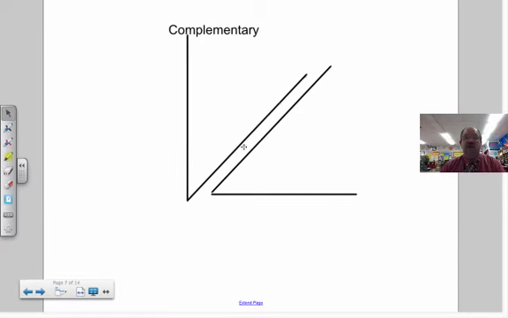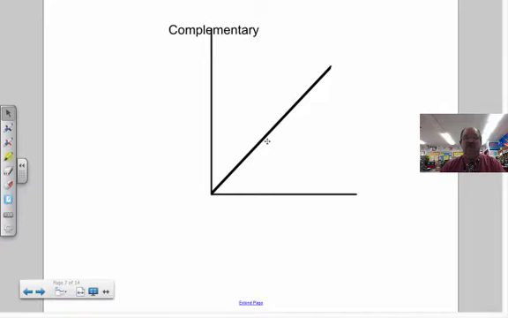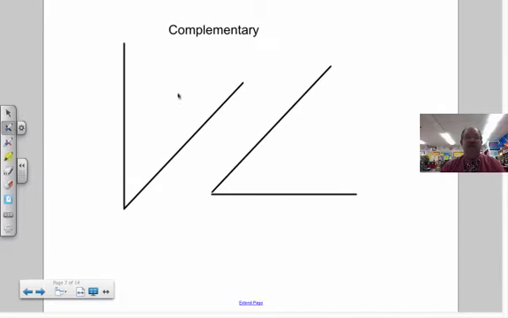Complementary angles. If I take two angles and I can put them together to make 90 degrees, that makes them complementary angles. I don't actually have to put them together. I just have to know that the two angles equal 90 degrees if I add them up. So if this one was 30, that one would be 60, or 45 and 45. The two have to add up to 90 degrees.